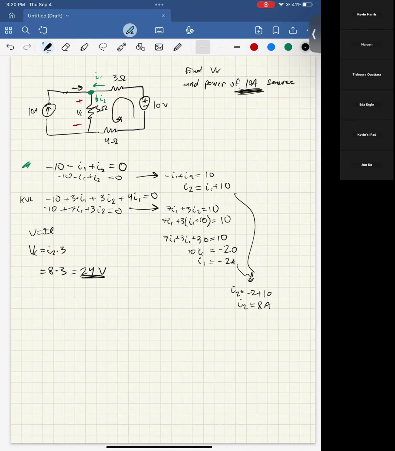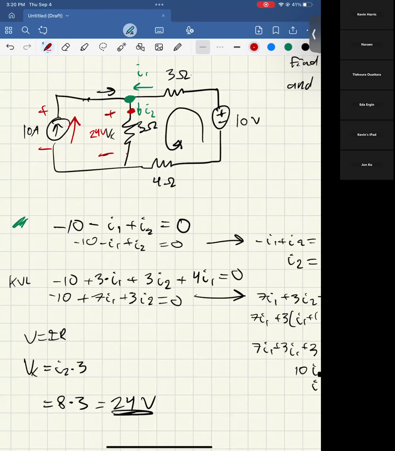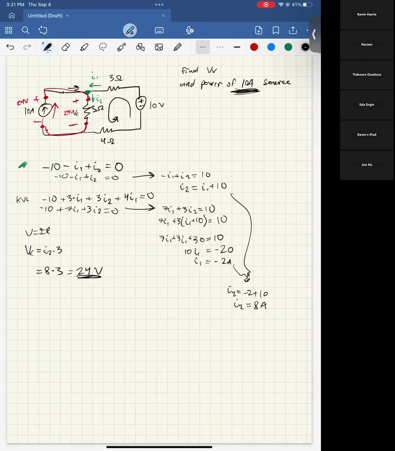But for the power, now that we found this voltage of 24 volts, remember for power, we need the voltage here and the current here. Luckily, since we know the voltage here, this is connected by a wire. We also know the voltage here. It is also 24 volts. So to find the power of this current source, very simply, we can say P equals IV.